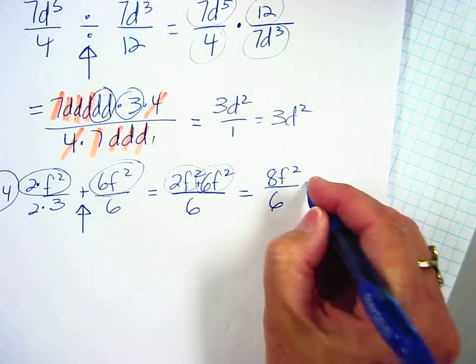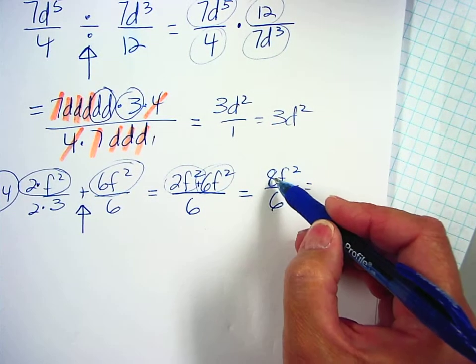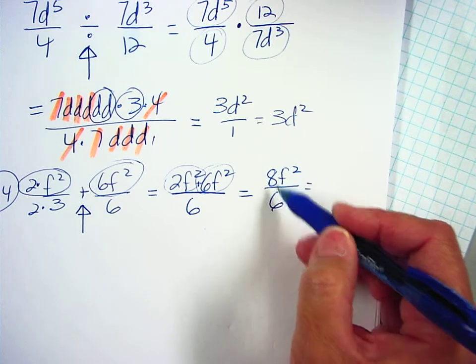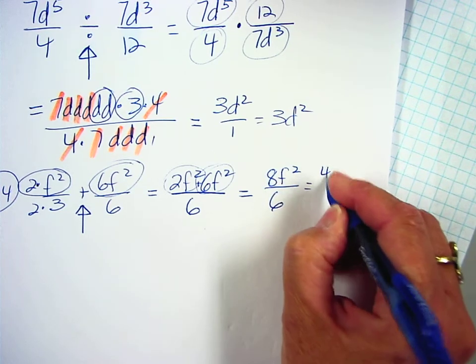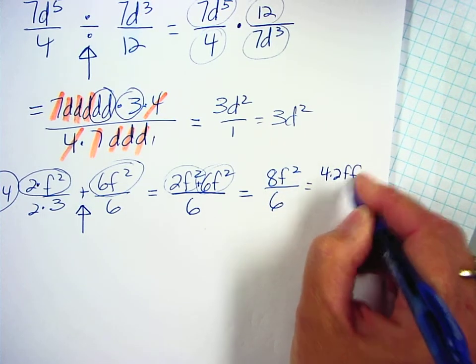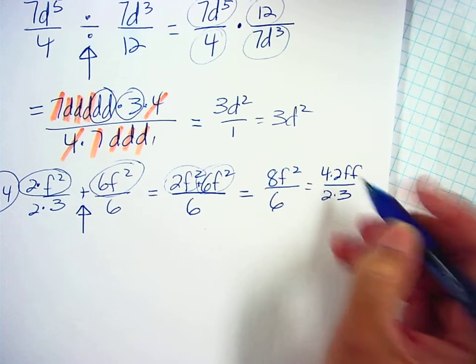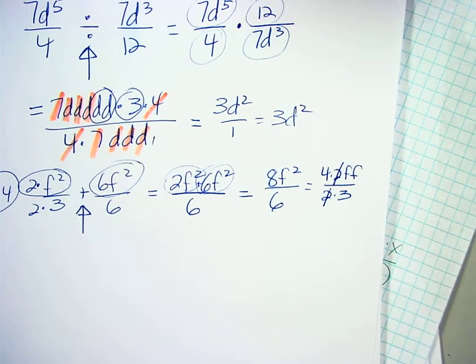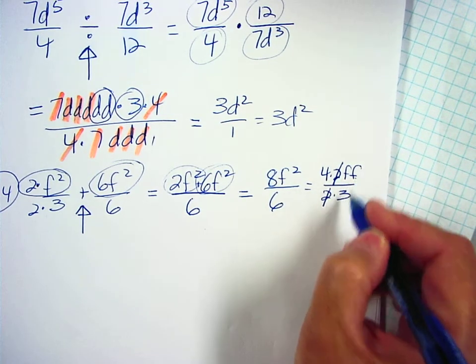Monomial, monomial. Slice it and dice it, baby. Now let's think about this. 4 times 2 and 2 times 3. Looks good. My 2's cancel out, and I'm left with 4f squared over 3.